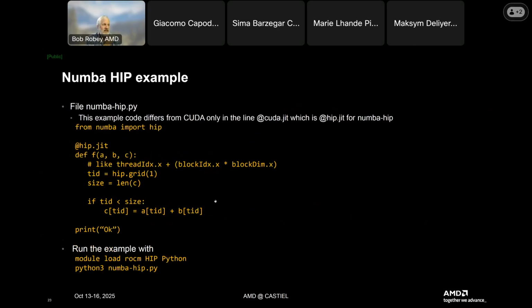So here's an example of a Numba code. So from Numba, we're going to import HIP, and then we can use those HIP functions, hip.grid shown here, but we can basically write a kernel this way. So we can directly build a kernel to run on the GPU. And then we can run this example, so you might try that one out.